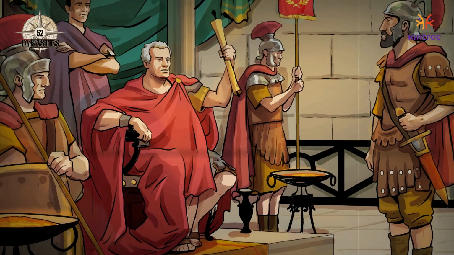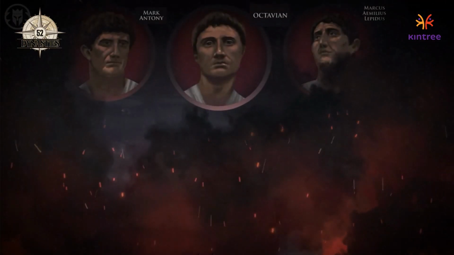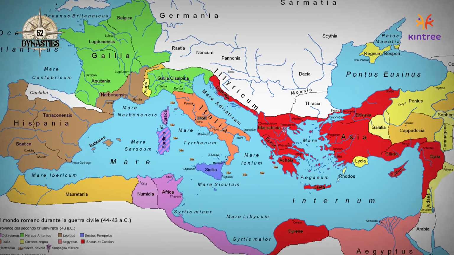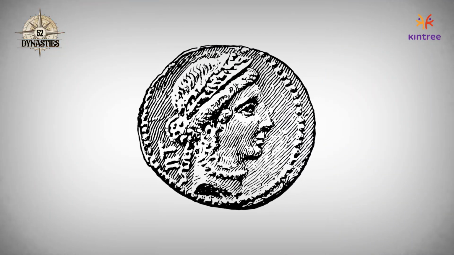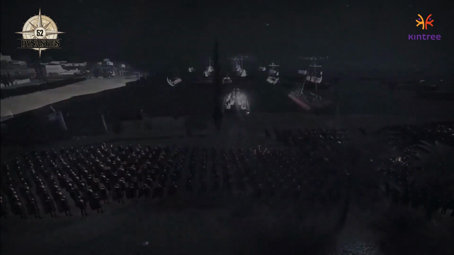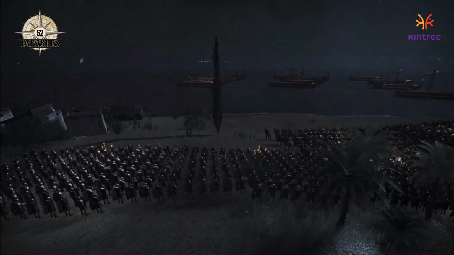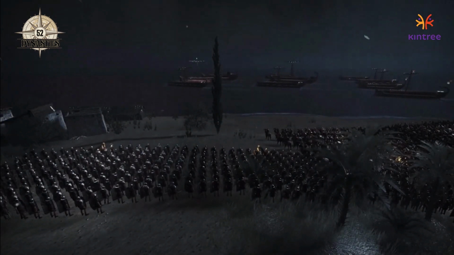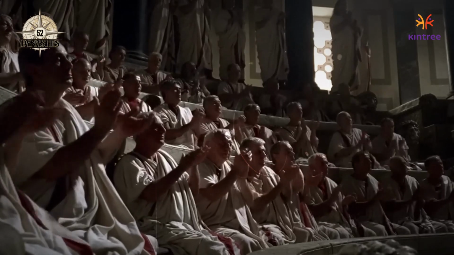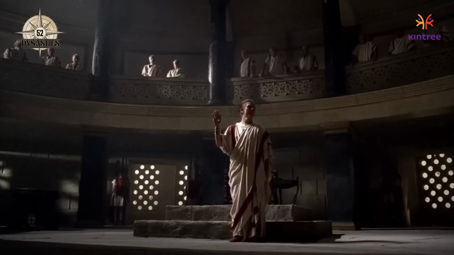The aftermath saw Octavian, Mark Antony, and Lepidus forming the second triumvirate to avenge Caesar's death. This alliance led to more civil wars, culminating in the Battle of Actium in 31 BCE. The dust settled with Octavian emerging victorious.